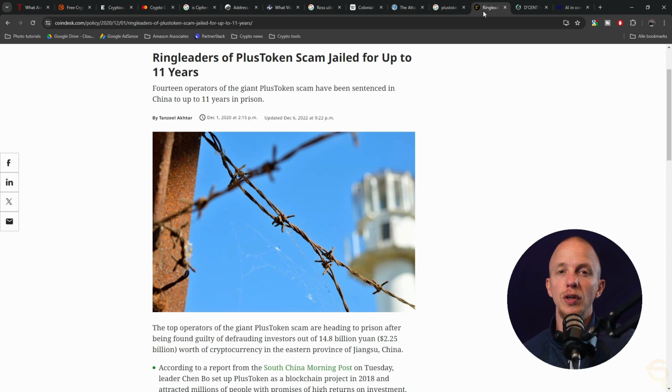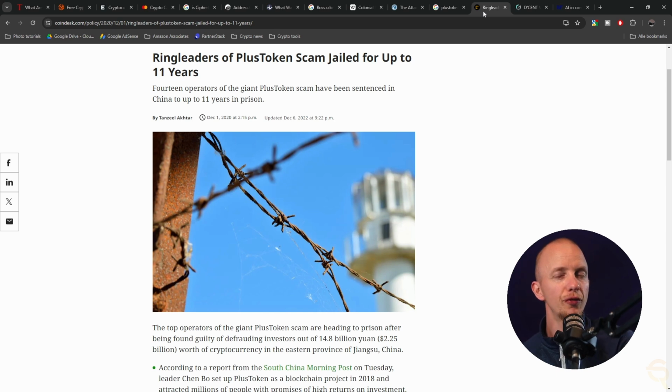Now, in November 2020, Chinese police reported the seizure of $4.2 billion in cryptocurrencies related to the Plus Token scam. Also in November 2020, a Chinese court sentenced several key members of the Plus Token team to significant prison times and imposed hefty fines. However, the masterminds behind the scam still remain at large.